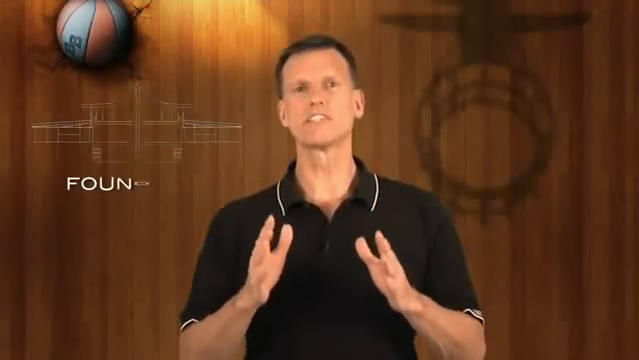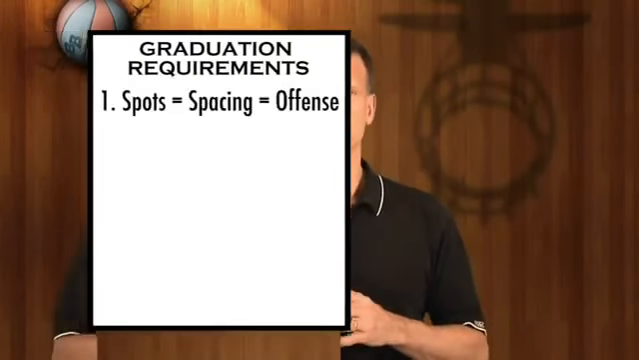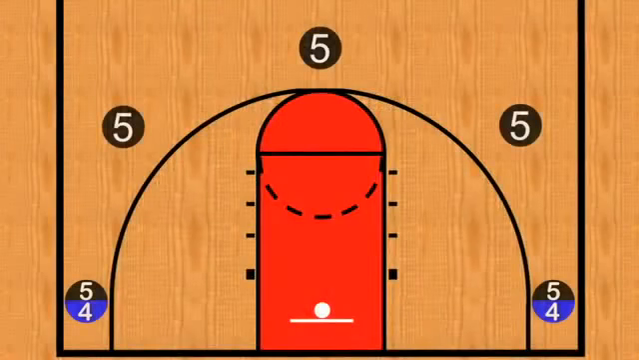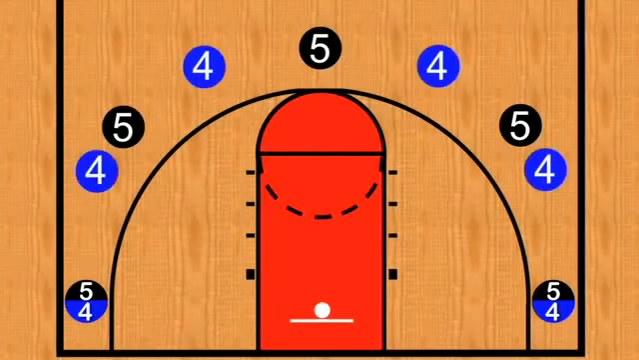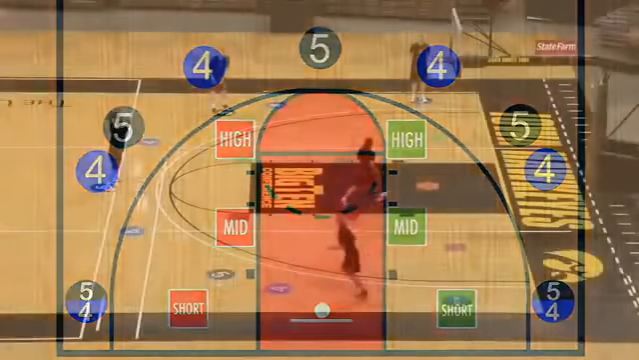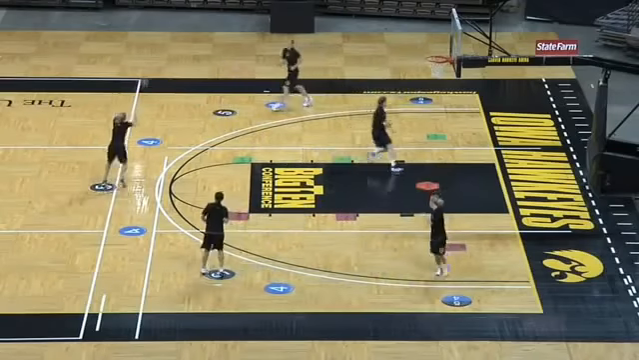There are more reads and reactions taught in this layer than any other. Here's a list of what the players will learn in this layer. Spacing and spots are synonymous. Since good spacing yields good offense, then learning how to use the spots is tantamount to learning good offense. Correct spacing is absolutely necessary for learning the read and react.